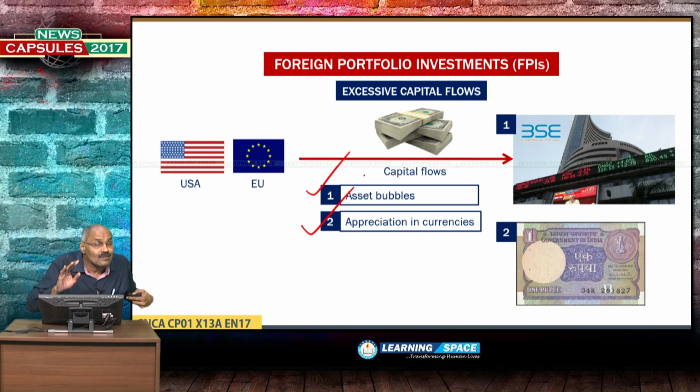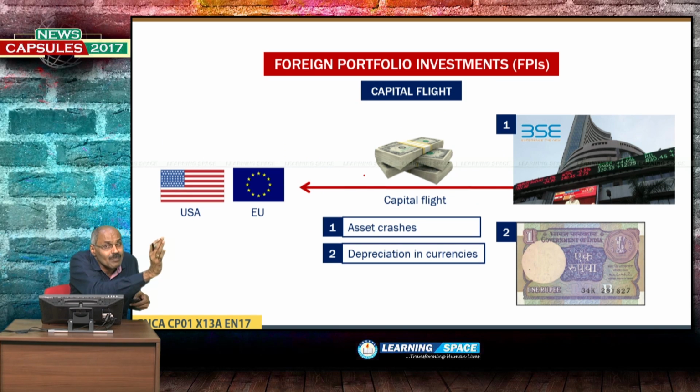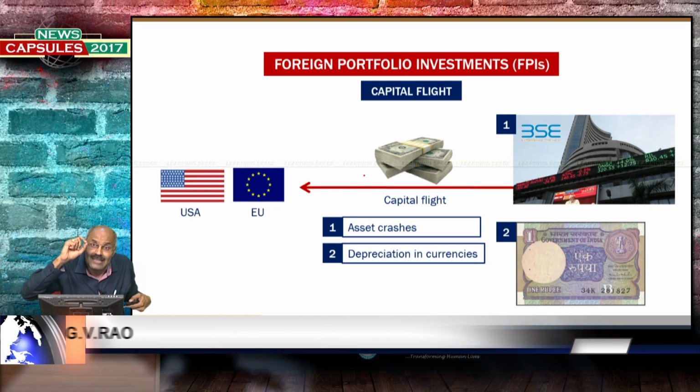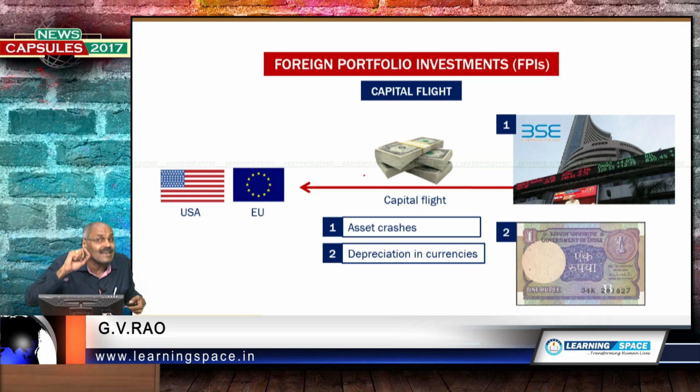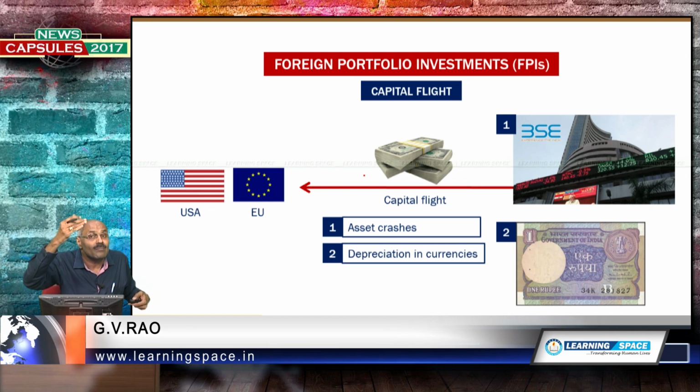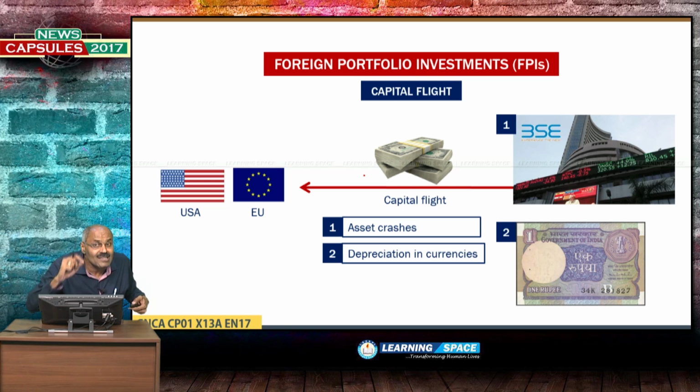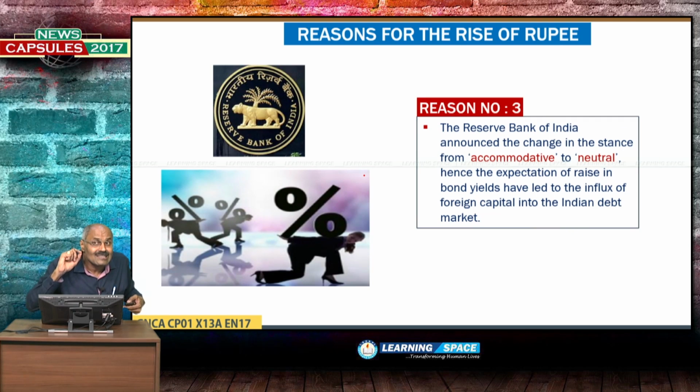So, now the stock market is also rising, and we cannot say it is an asset bubble. Sometimes it may be a bubble or sometimes it may be real, but most of the times when excessive capital flows come into the country, it results in asset bubbles. Once capital flight takes place, that stock market rise will result in a crash, and simultaneously depreciation in currencies also takes place, right? So, the second reason is excess foreign portfolio investments. Because of that, this appreciation in currency is taking place.